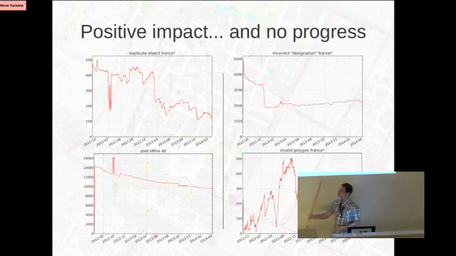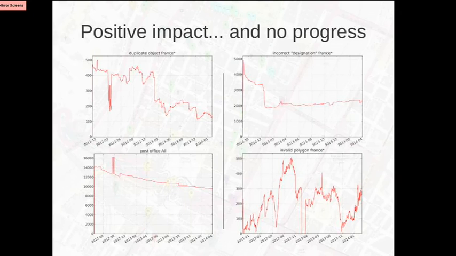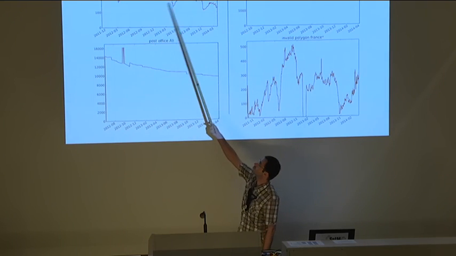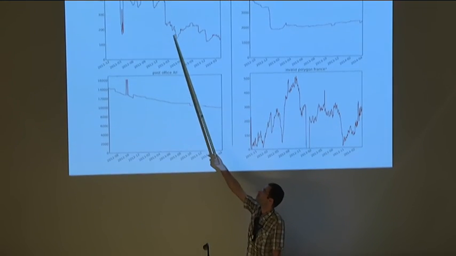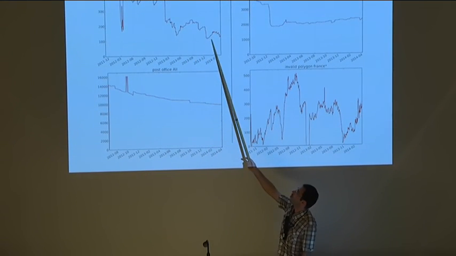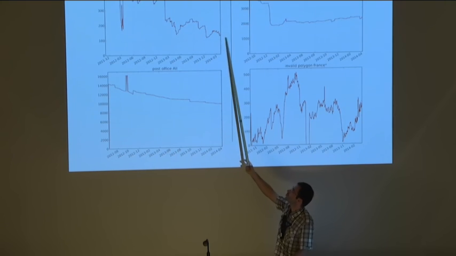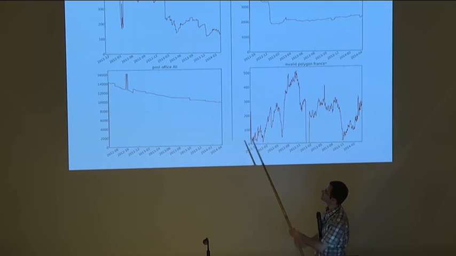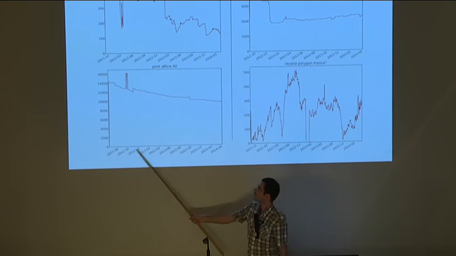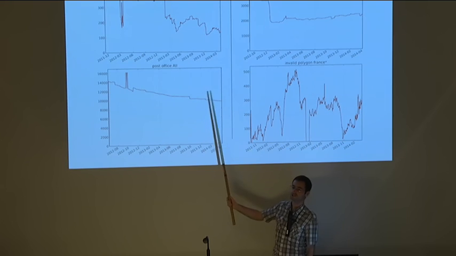For example, here in France, duplicate objects. A duplicate object is when a school, for example, is both a node and a polygon. It's a duplicate school, but there is only one school. So someday someone sees the problem and wants to fix many of them, and it works. And then afterwards, it's going in the right direction, but not really impressive.